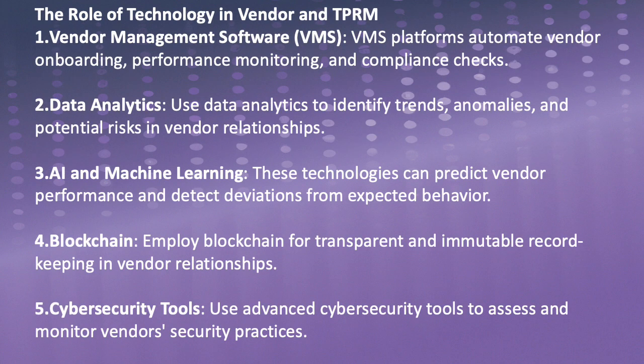The role of technology in vendor and TPRM. Vendor management software, VMS. VMS platforms automate vendor onboarding, performance monitoring, and compliance checks. Data analytics. Use data analytics to identify trends, anomalies, and potential risks in vendor relationships. AI and machine learning. These technologies can predict vendor performance and detect deviations from expected behavior.